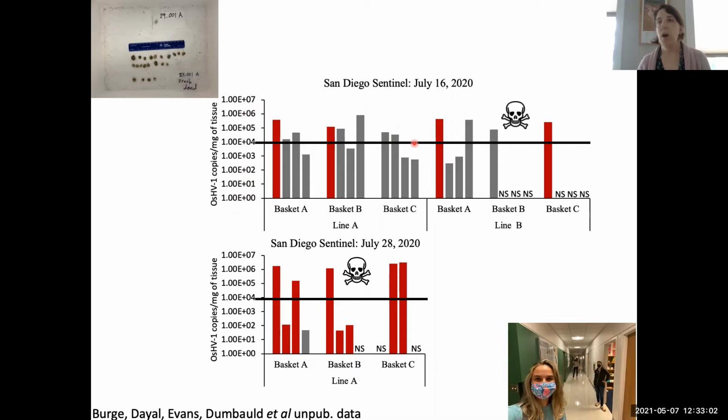Anything with a red bar is something where we had fresh dead animals as shown in this picture. And anything with the skull and crossbones means there were no animals left. So this had started out with a couple hundred animals per basket. Within 2 weeks, line B had very few left. And by about a month after deployment, we literally received the last few animals and couldn't even fill in all of the samples we were going to collect. So that gives you an idea of how quickly this can happen and how rapidly the virus can replicate.